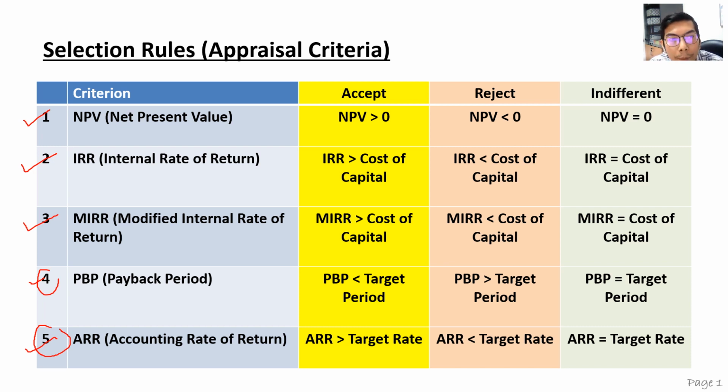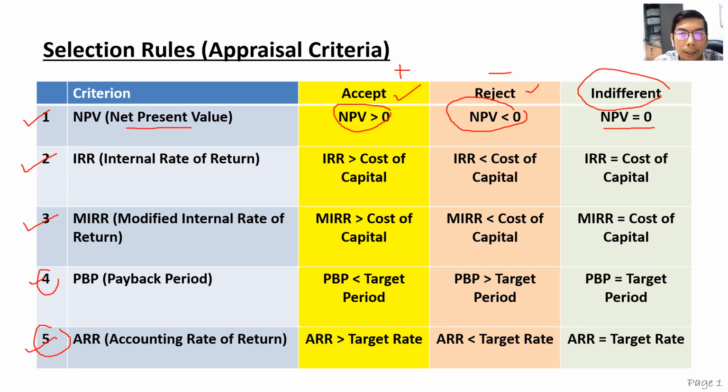For NPV, if the value shows more than 0, we have to accept. If lower than 0, meaning negative, we have to reject. If the value of NPV is positive, we accept. If both options are positive, let's say project A 500 and project B 1000, we go for the highest. If the NPV is equal to 0, it's indifferent, meaning it's not much different. You can go for it or you can reject it.